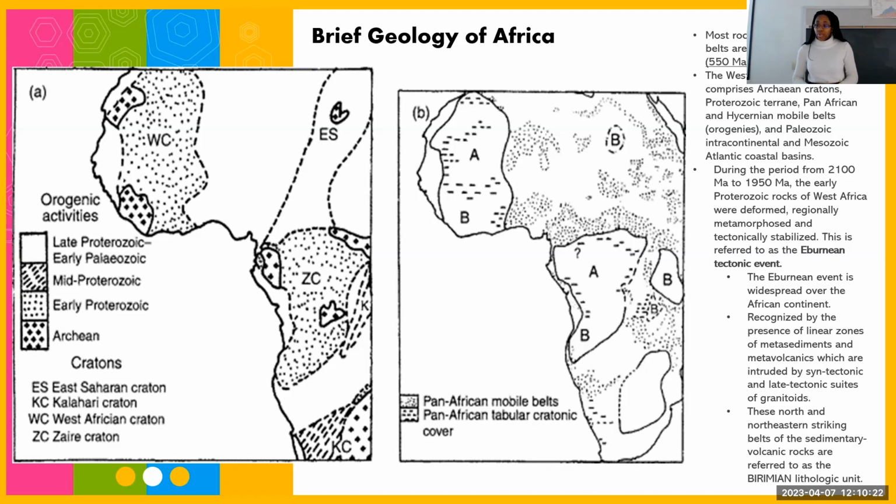The Eburnean event was widespread over the entire African continent and is recognized by the presence of linear zones of metasediments and metavolcanics, which are intruded by syntectonic and late tectonic suites of granitoids.